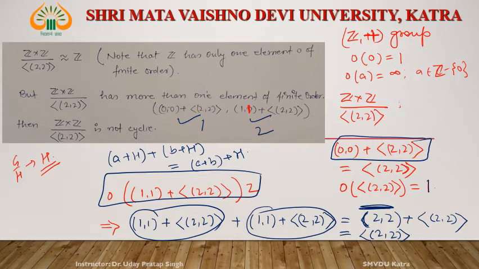It means Z cross Z by (2, 2) has two elements of finite order, whereas Z has only one element of finite order, that is 0. It means this Z cross Z by (2, 2) is not isomorphic to Z, right? If it is not isomorphic to Z, it means this is not cyclic. Not cyclic.